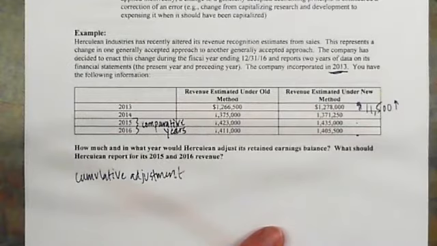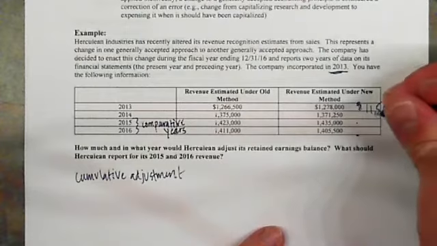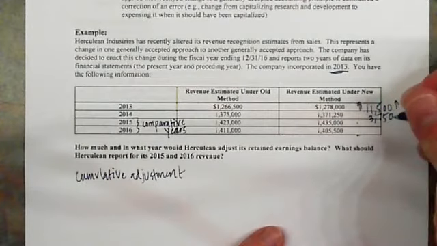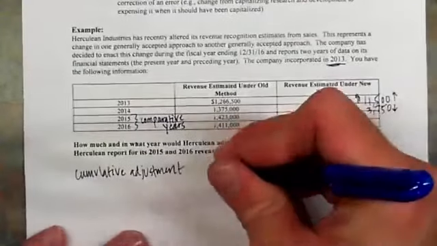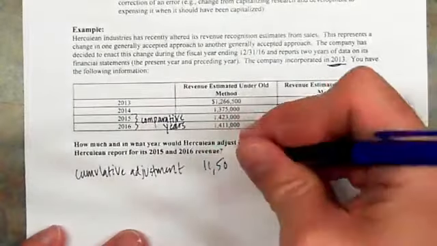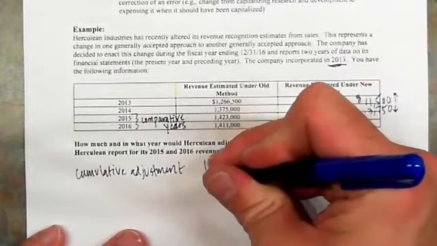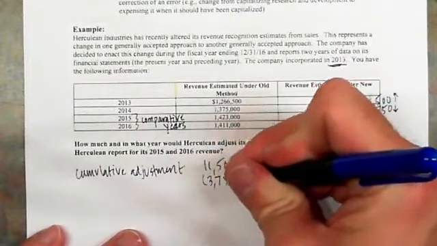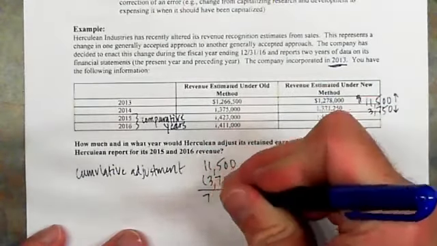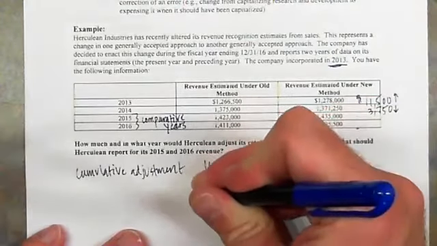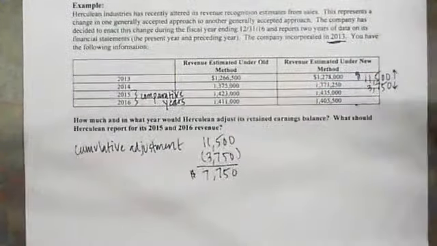And then in the next year, we had a small loss, 1,371,250 under the new method and 1,375,000 under the old method. So yes, we had a small loss of 3,750. So we combine these two. And that is my cumulative adjustment.